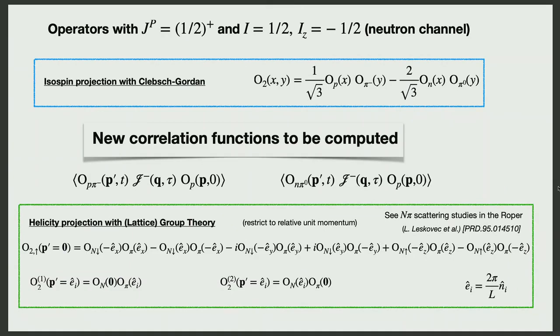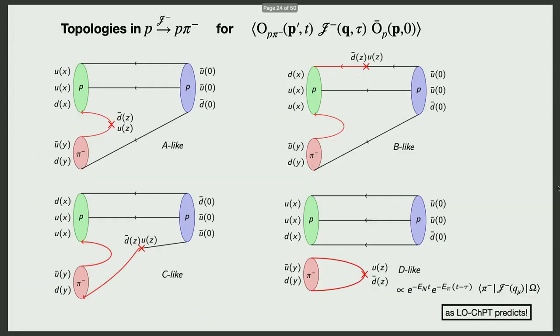One has to do isospin projection, as I said, and the new 3-point correlation functions must be computed: proton to proton π minus, proton to neutron π0, mediated by the charged current J minus. We have to use lattice group theory to do the lattice irrep projection, which was done some years ago already in Nπ scattering studies in the Roper channel by Leskovec, Prelovsek et al. But we also look at a boosted frame, so operators with non-zero momentum, which are important for our studies.